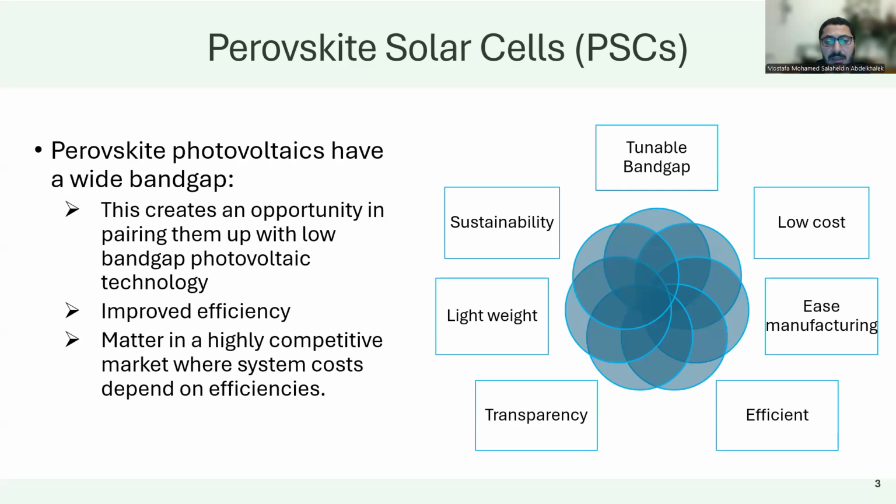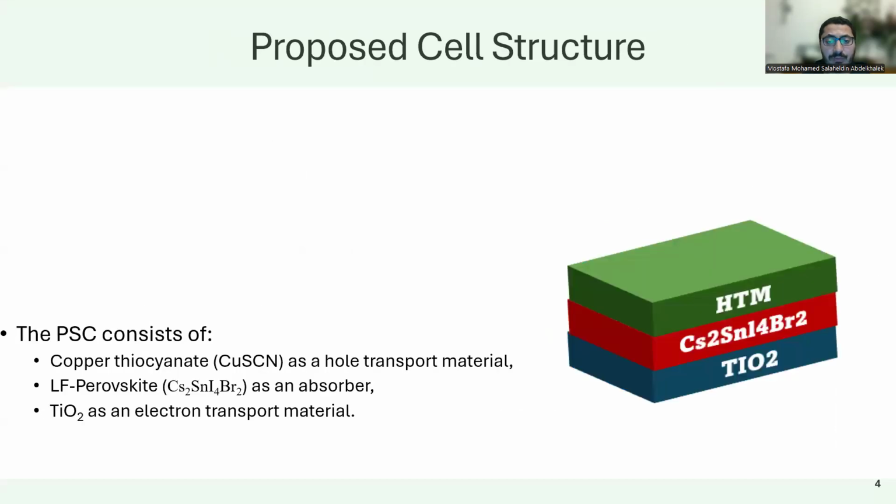Perovskite materials have a unique set of electrical and optical properties, like tunable band gap, low cost of fabrication, ease of manufacturing, efficient transparency, high absorption coefficient, lightweight, and sustainability.